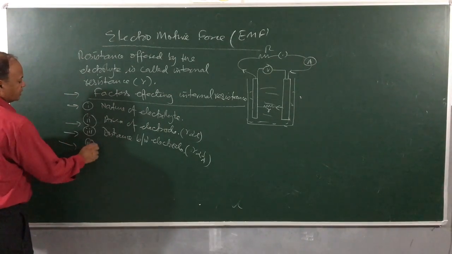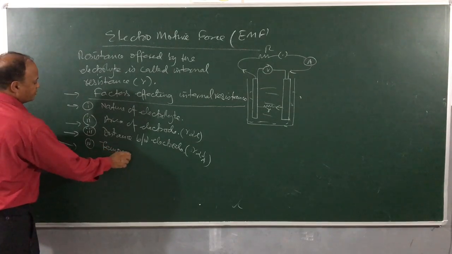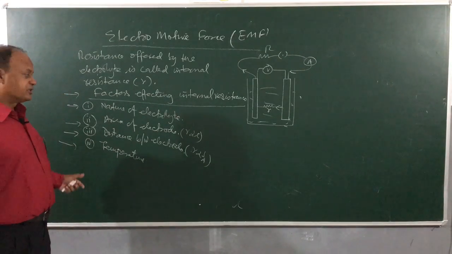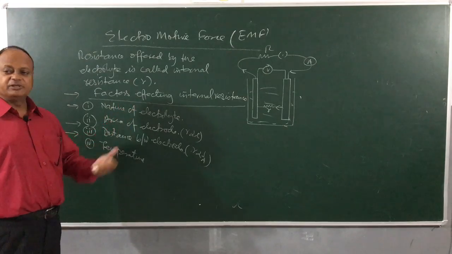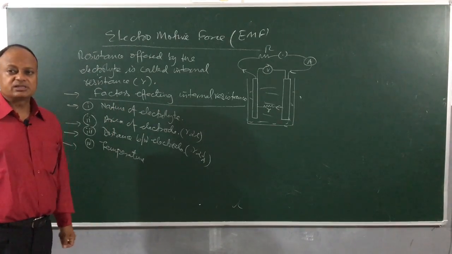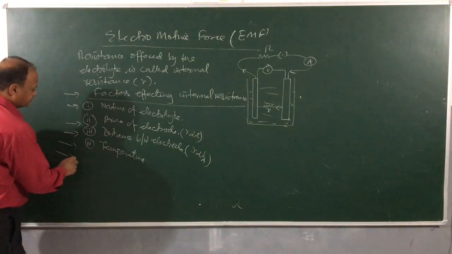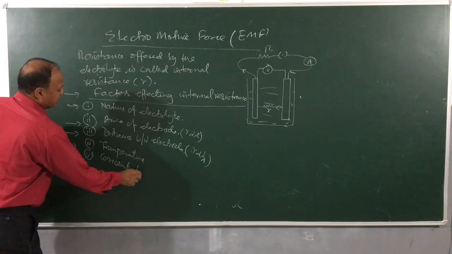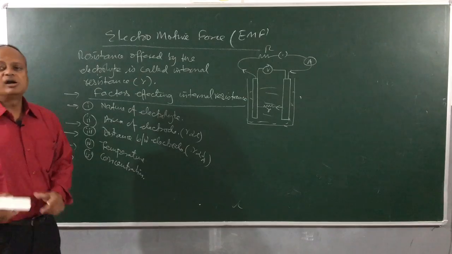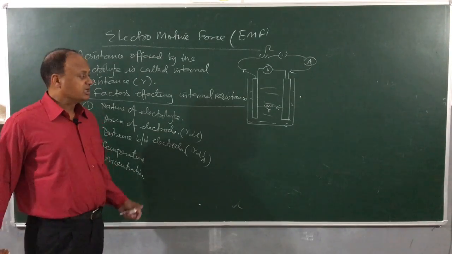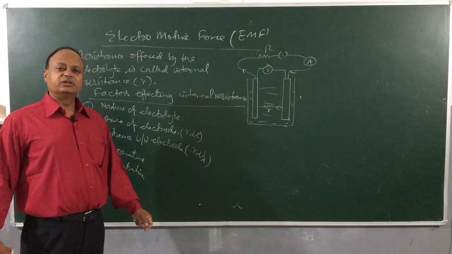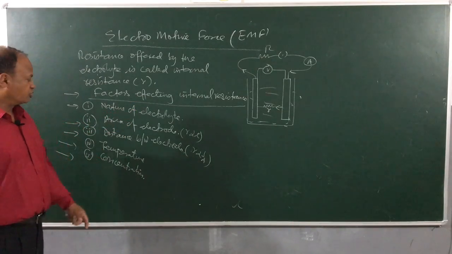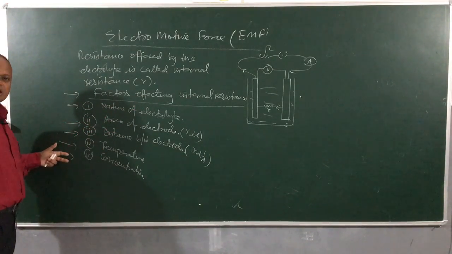Number 4, temperature. Up to a certain critical temperature, children, if temperature increases, it will help in ionization of the electrolyte, therefore internal resistance will be less. Now, next one is concentration. Remember, the more the concentration of the electrolyte, the more will be the internal resistance, because more will be the opposition offered by the solution to the movement of charge carriers. So, these are the factors on which the internal resistance will depend. Okay.